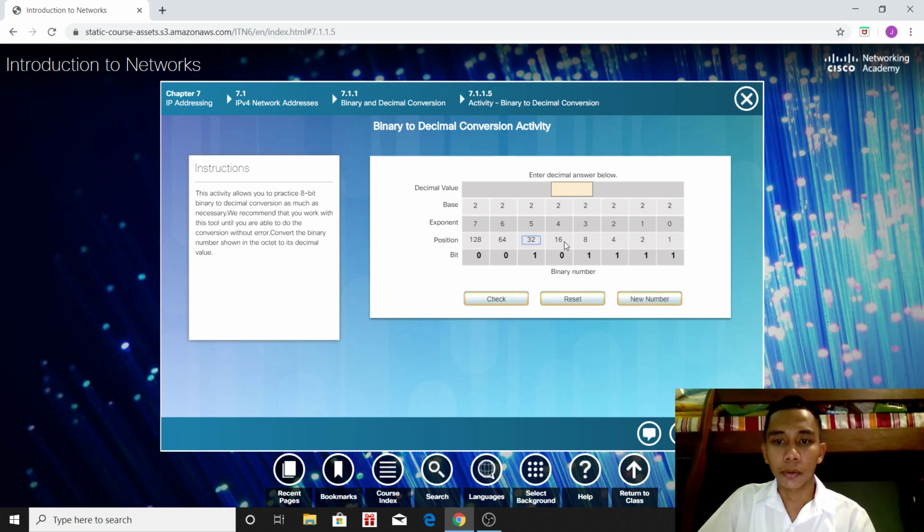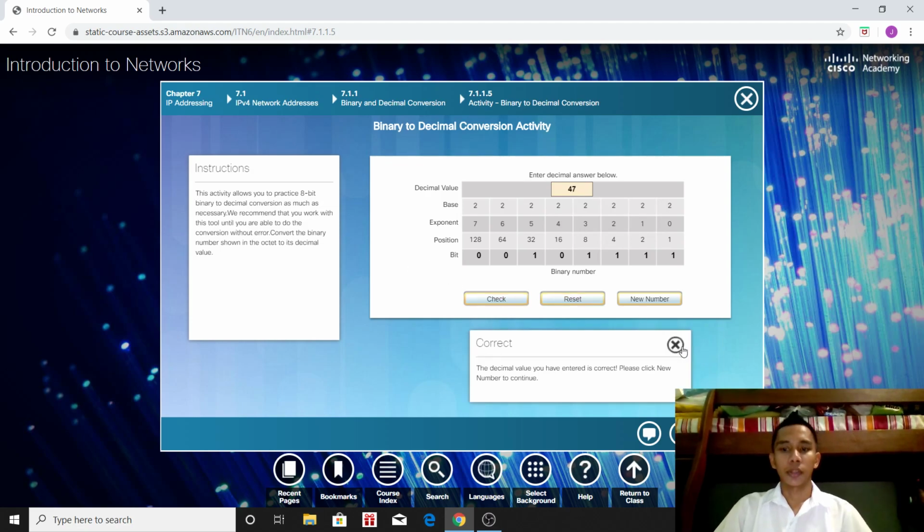The available values are 32, 8, 4, 2, and 1. So 32 plus 8 is 40, plus 4 is 44, plus 2 is 46, plus 1 is 47. Okay, let's try another one. The available numbers are 32, 8, 4, 2, 1. Again, 32 plus 8 is 40, plus 4 is 44, plus 2 is 46, plus 1 is 47.